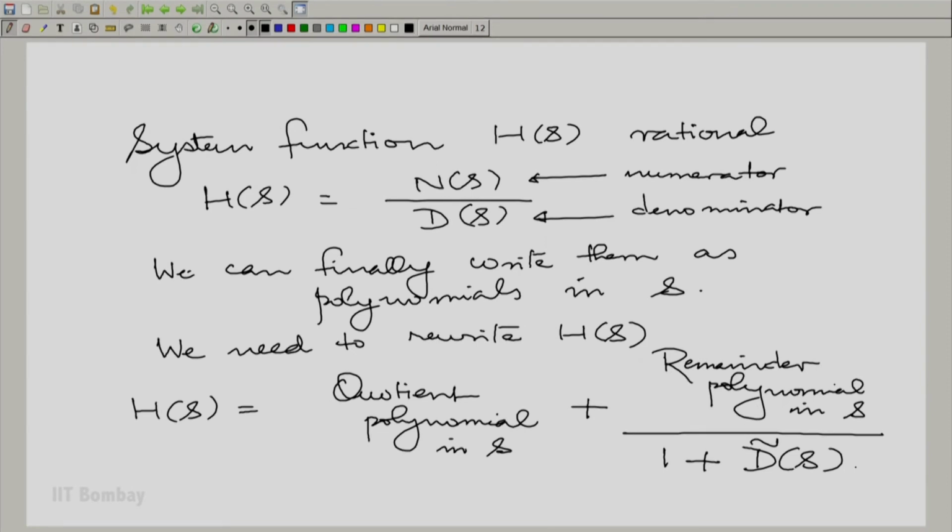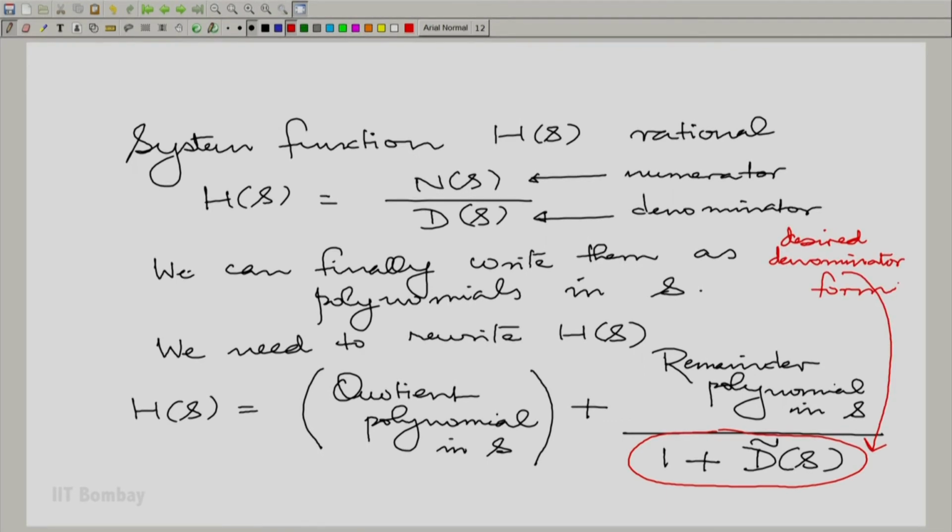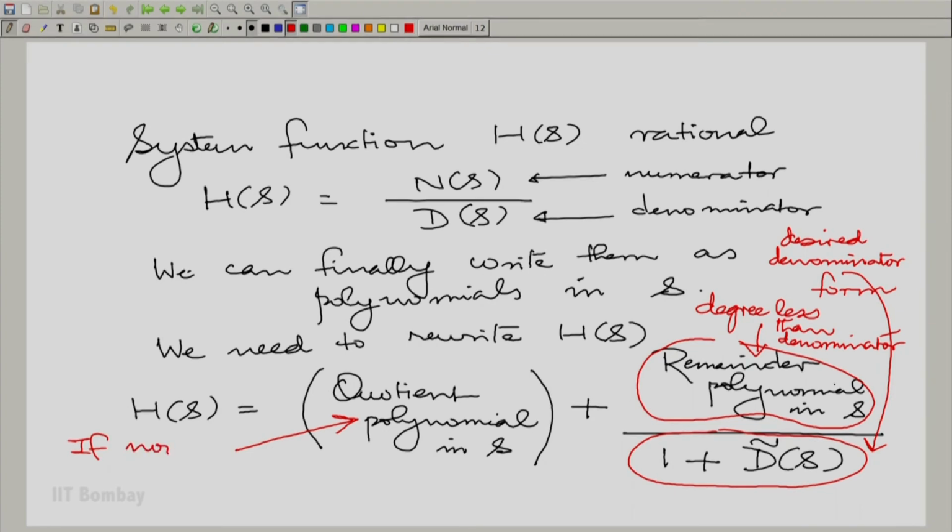Now, you need to see and rewrite H(s) as follows. We need to write it as a quotient polynomial in s plus remainder polynomial in s divided by 1 plus d tilde(s). That means you have ensured that the constant term in the polynomial can be brought to 1. There is a constant term. And of course, the remainder polynomial is going to be of degree less than the denominator.